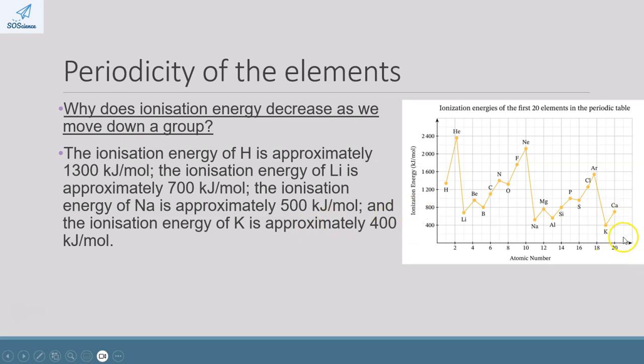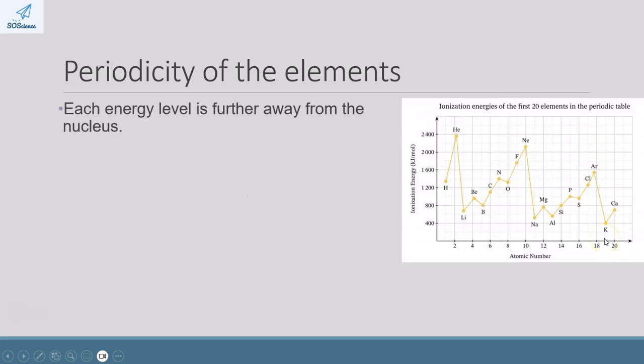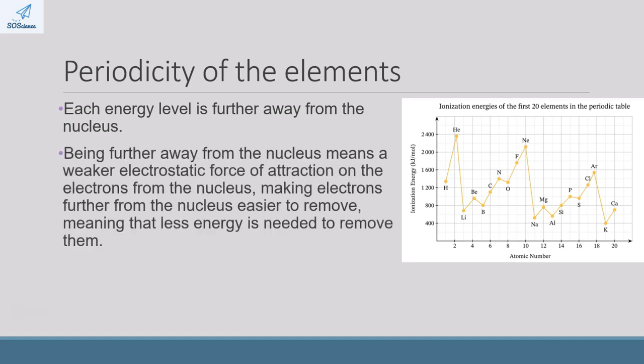So it takes less energy to remove an outermost electron of a potassium atom. The reason for that is that hydrogen's outermost electron is in n equals 1, and lithium's is in n equals 2, n equals 3, n equals 4, and so on. Each energy level is so much further away from the nucleus. Being further away from the nucleus means a weaker electrostatic pull on the electrons from the protons in the nucleus, which makes electrons that are further away from the nucleus easier to remove. So it takes less energy to remove them.